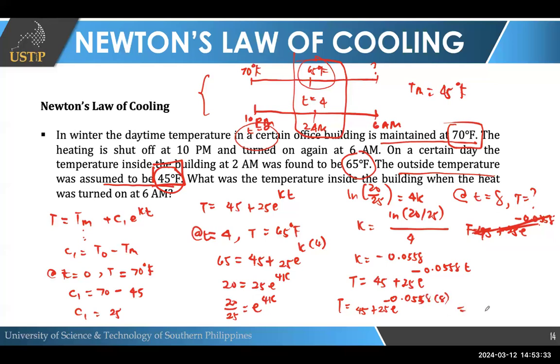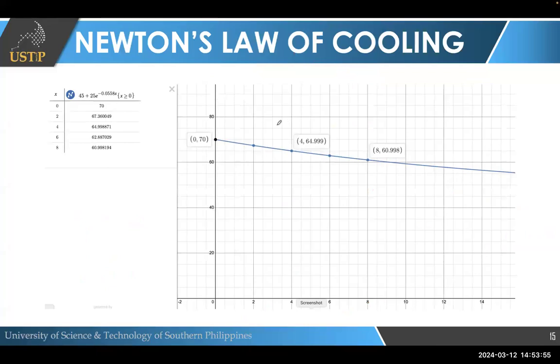Okay, so what is now the temperature? The answer is 60.998, or pwede po ninyo i-approximate into 61 degrees Fahrenheit. And that is lesser than your 65. So it must be correct. 61 degrees Fahrenheit. Okay, let's try to graph our equation. Okay, so after 4 hours na siya class, 64.999 or 65. Okay, and then after 8 hours, na siya 60.998. Okay, so ga-decrease siya, so you can see sa iyahang graph.